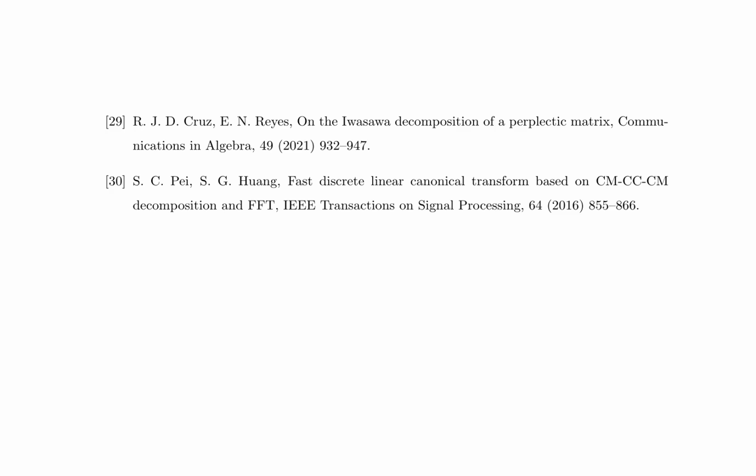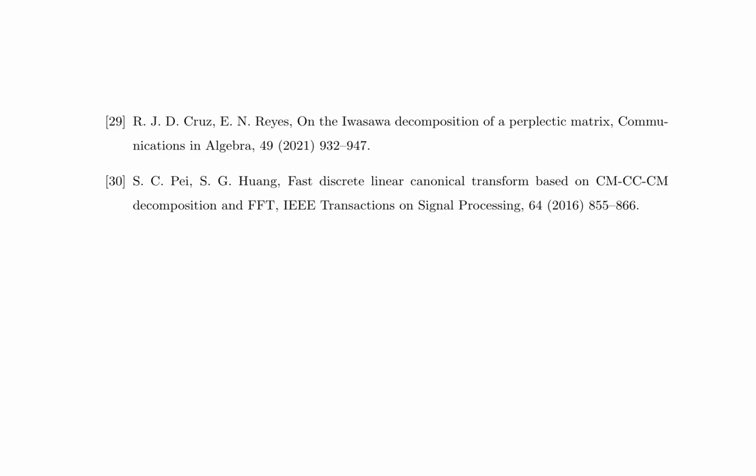The authors leverage the Iwasawa decomposition of a perplectic matrix, as explored in 29, to derive an efficient algorithm for computing the linear canonical transform, LCT. By exploiting the CM-CC-CM decomposition, they establish a fast discrete LCT, FDLCT, method, building upon the work in 30. This novel approach facilitates the decomposition of the LCT matrix into three matrices, namely, a diagonal matrix, a permutation matrix, and a circulant matrix. The FDLCT algorithm is formulated as a three-stage process.